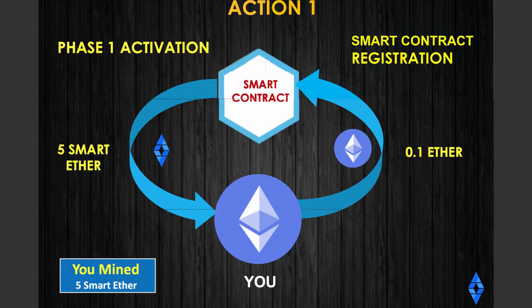What to do when entering a smart contract for the very first time? When you send 0.1 Ethereum to the address on the smart contract, you'll automatically get registered, and at the same time, your first phase will get activated. As soon as that registration is done, 5 smart ethers will automatically get mined and sent to your wallet.